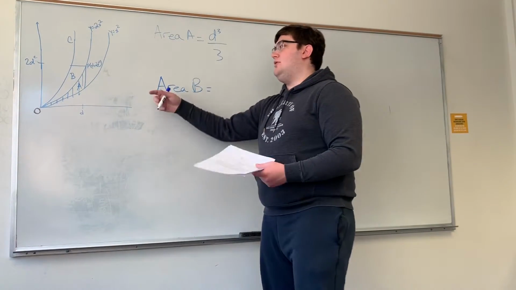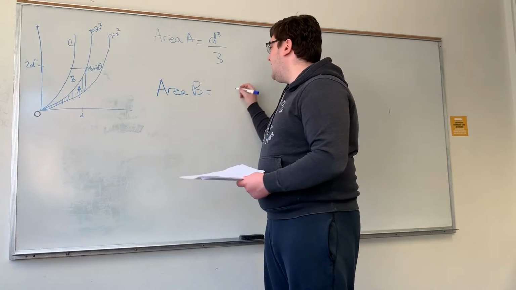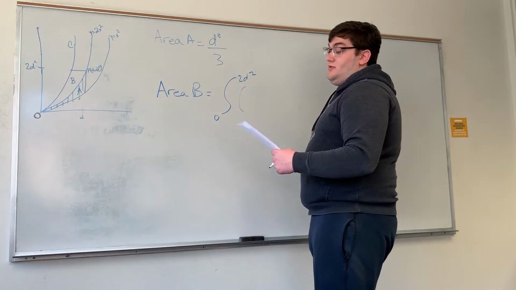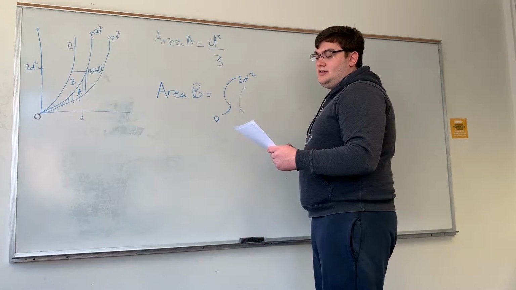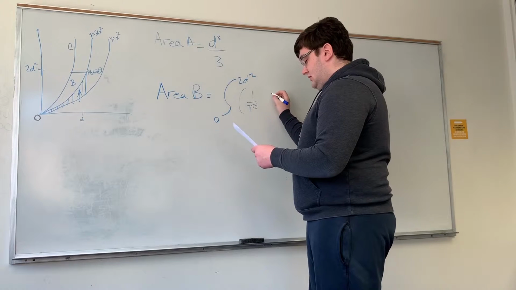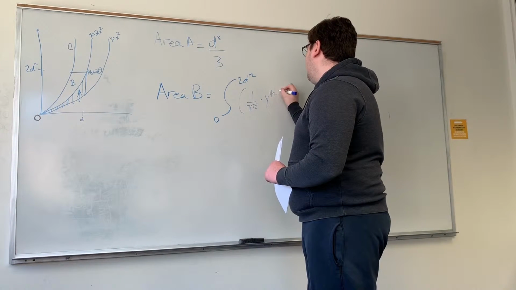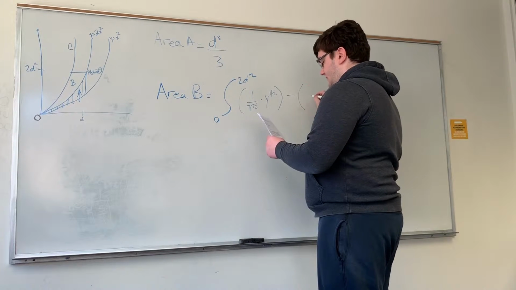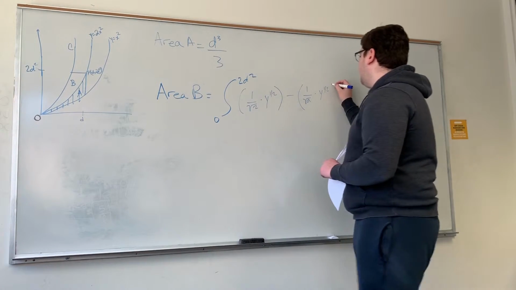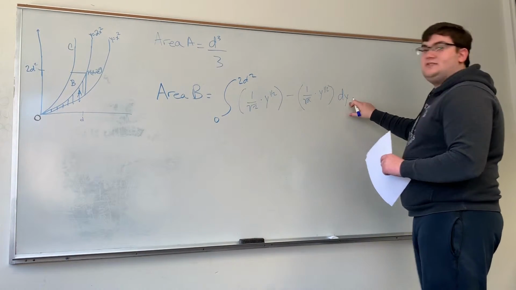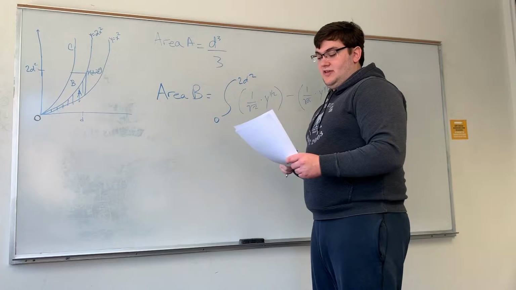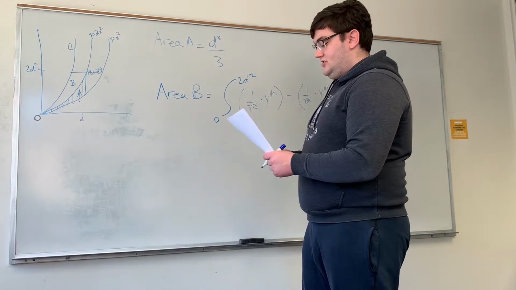Okay, so to solve for area B, we'll do our definite integral using our two intervals on the y-axis, from 0 to 2d squared. And on the inside here, we're going to be using the way we rewrote the two functions, the square root of y over a and the square root of y over 2. So we'll write it as 1 over the square root of 2 times y to the 1/2, subtracted by 1 over square root of a times y to the 1/2. And we're going to be using dy here since y is our input and not x. So we'll integrate it, evaluate it from 0 to 2d squared, and find the area of the region B.